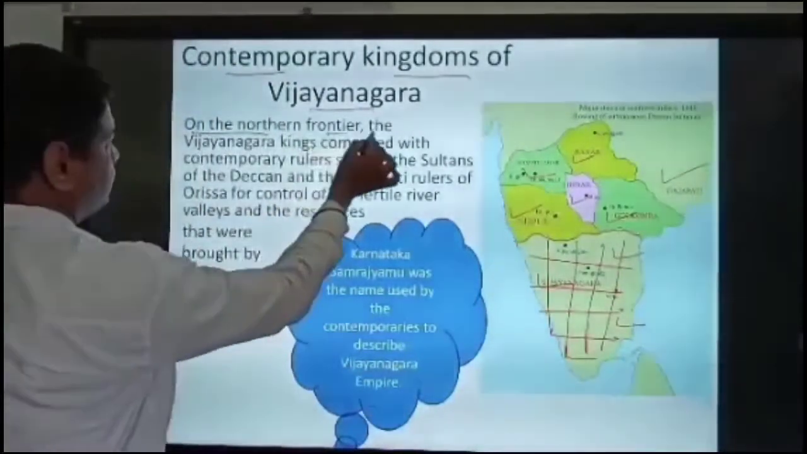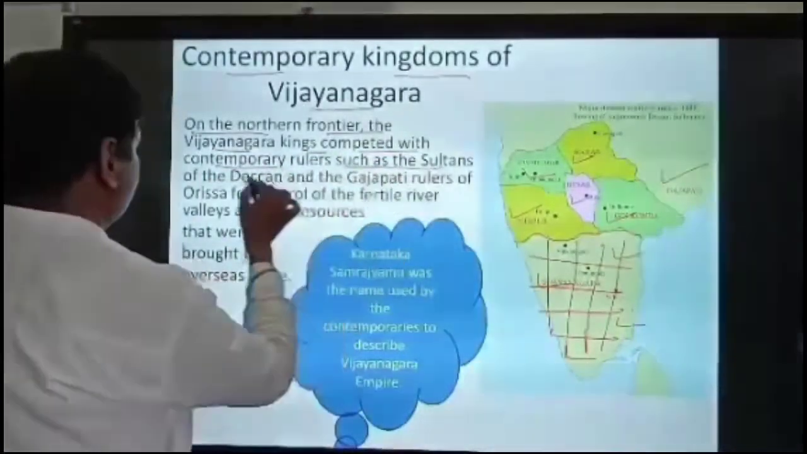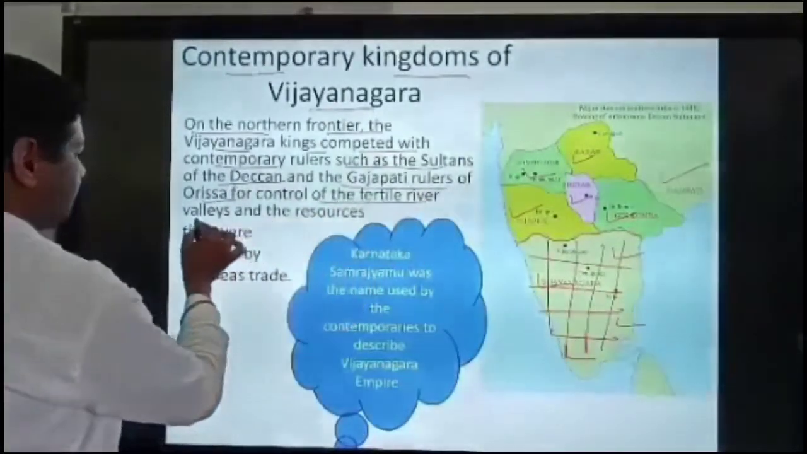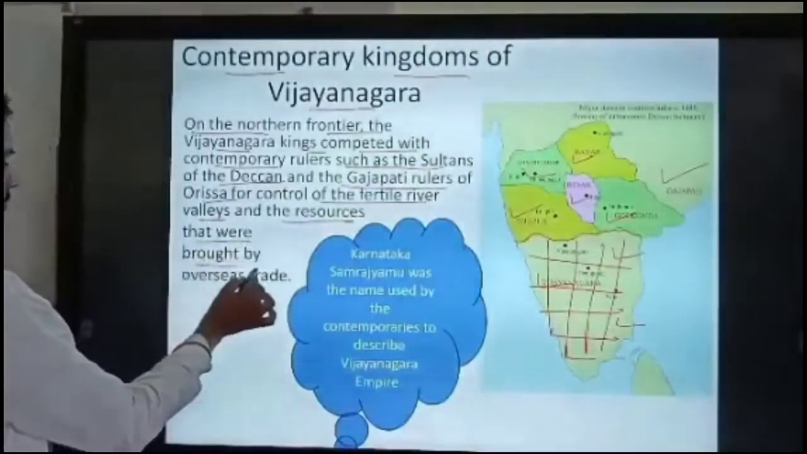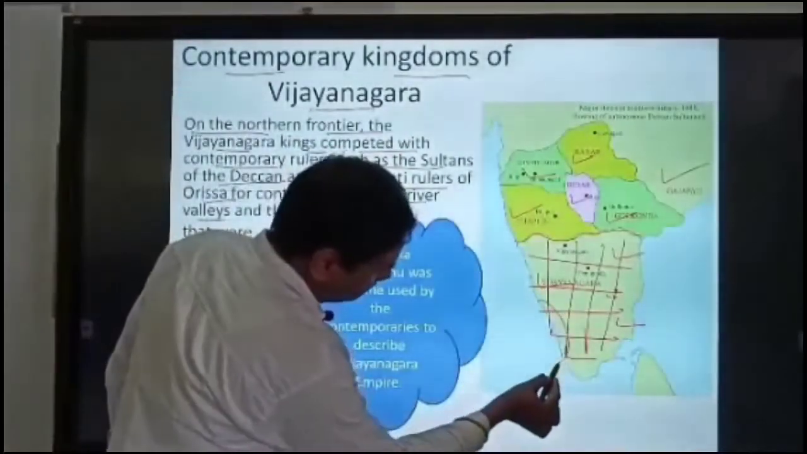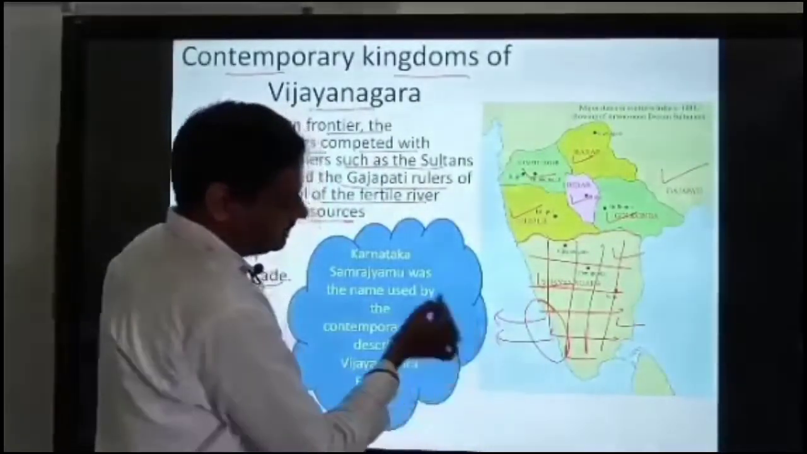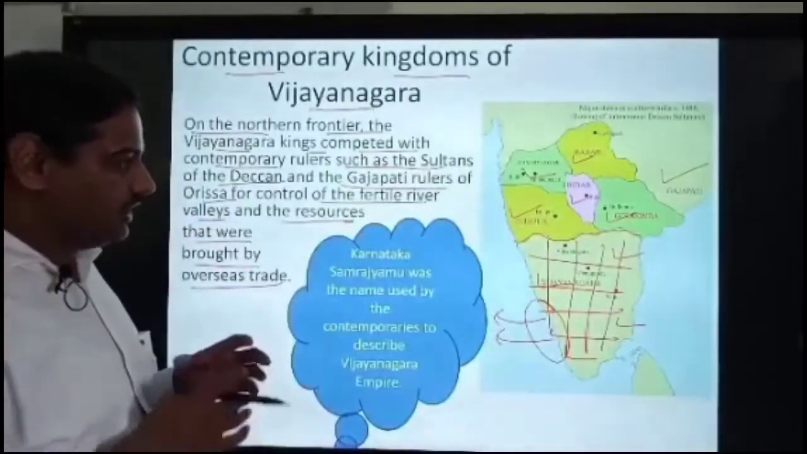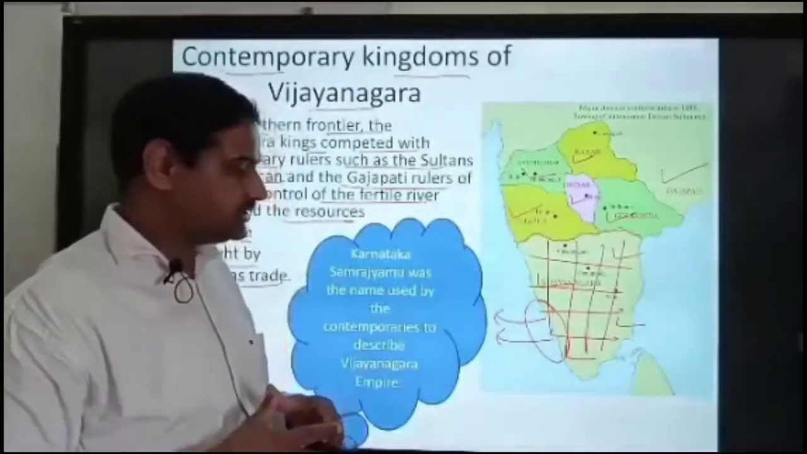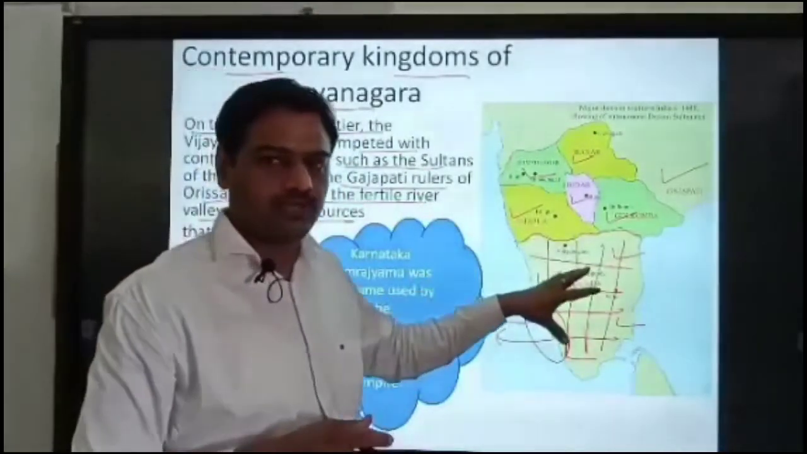On the northern frontier, the Vijayanagara kings competed with contemporary rulers such as the Sultans of the Deccan and the Gajapati rulers of Odisha for the control of the fertile river valleys and the resources that were brought by overseas trade. Now you can see the important Malabar coast, which is here in Kerala. A lot of trade used to take place from here to the Arabian Peninsula as well as to Europe. So everybody wanted to have control of this trade, and there was competition among these rulers, and the victorious were the Vijayanagara rulers. As a result, Vijayanagara was a very, very prosperous kingdom.